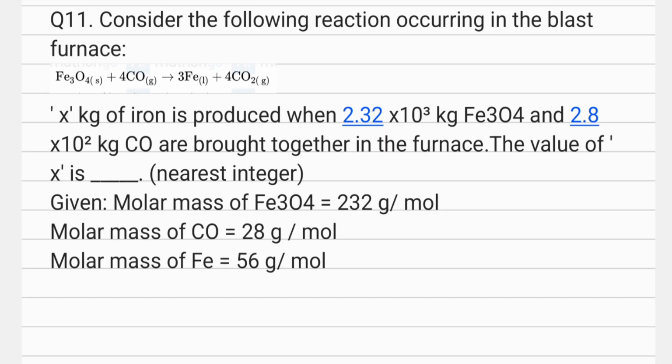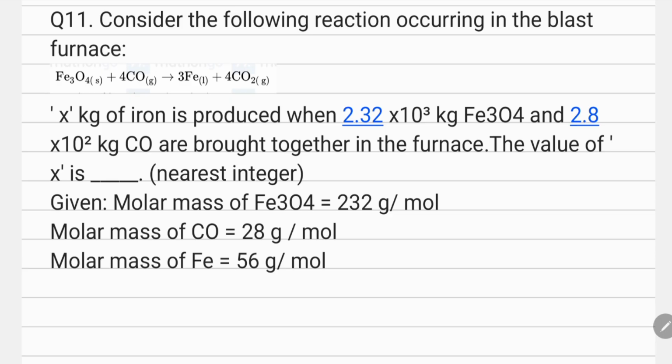Today we are starting where we left off last time. We are going to do the 11th question of JEE Main 2025 from class 11, chapter 1, some basic concepts of chemistry. Alright, let's begin.